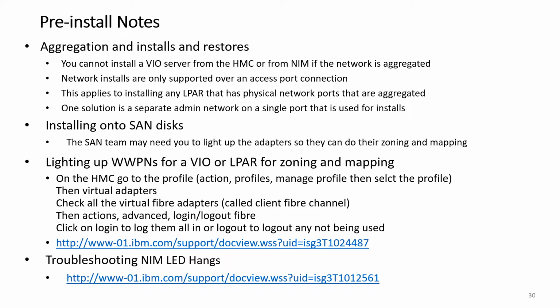What a lot of people do is they'll have a separate admin network, so they'll have a 1 gig network on a single port that's just used for installs. Normally when I'm building something like a VIO server, I simply have them build it for me with access ports, and then after I get it installed, I just get them to switch it over. But you can certainly see if you could do the SMS boot over an aggregate. I have not had great luck.